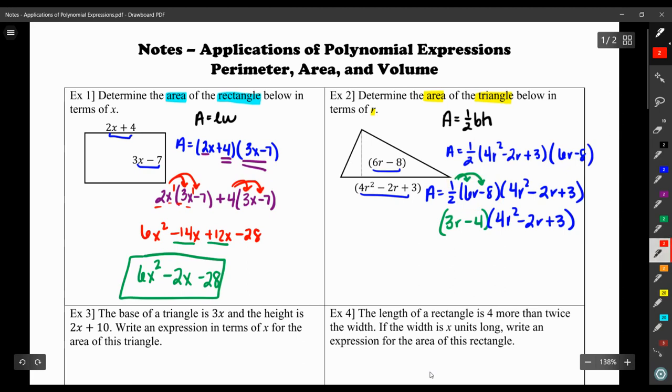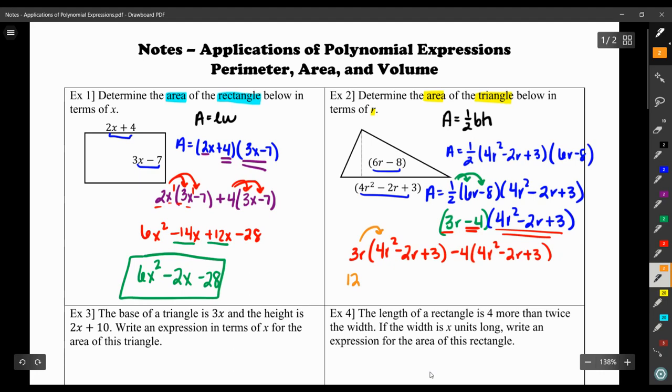Now that I've done the first multiplication, we're going to do the second multiplication. So I need to do 3r times the trinomial. So I'll kind of space it out. 3r times 4r squared minus 2r plus 3. Then minus 4 times the trinomial. Minus 4 times 4r squared minus 2r plus 3. So now that it's set up, let's distribute. 3r times 4r squared is 12r to the third, because I have 1 plus 2 will make 3. 3r times negative 2r is negative 6r squared, because the 1 plus the 1 makes the 2. 3r times 3 will be 9r.